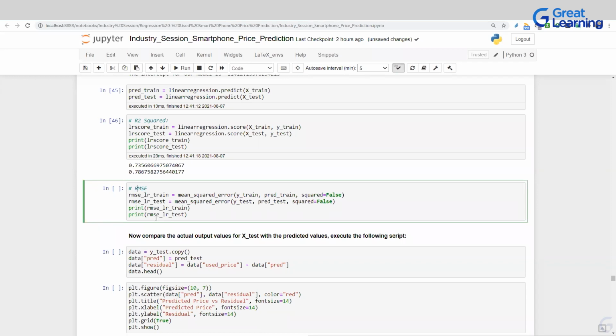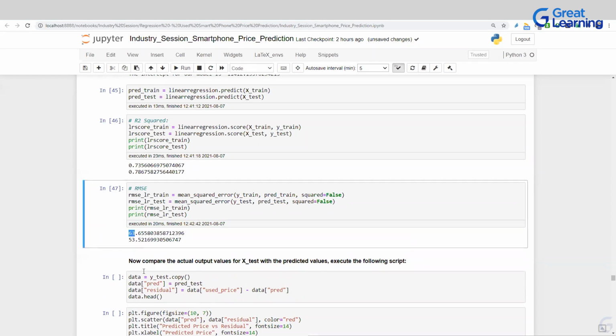So RMSE in general represents the average error in your model. How far is your actual value from the predicted value on average. So it says the error in the training set is about 63 euros and in the test set it is 53 euros. Which means if the price of the used smartphone is 100 euros, I'm predicting it with a variance of plus or minus 53 euros on the test set, which seems to be a very high value, right?